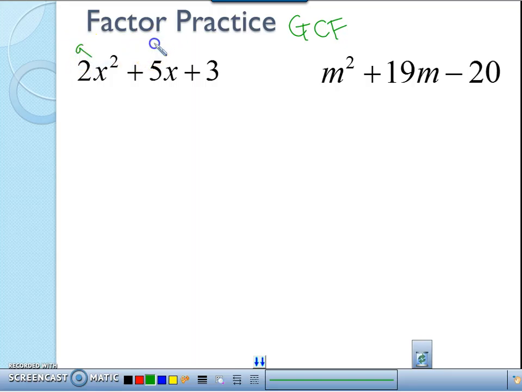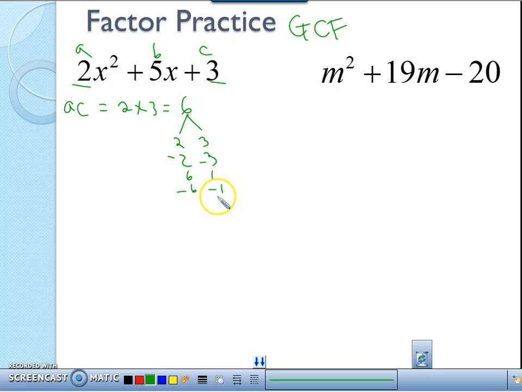First, you're going to write A, B, and C. Then multiply A times C, which is 2 times 3, 6. You're going to pick two numbers that multiply to get 6. You can do 2 times 3, or you can do -2 times -3. I want you to write down all the possible combinations here, because -2 times -3 is +6. You can do 6 times 1, or -6 times -1. So you have all these possibilities.